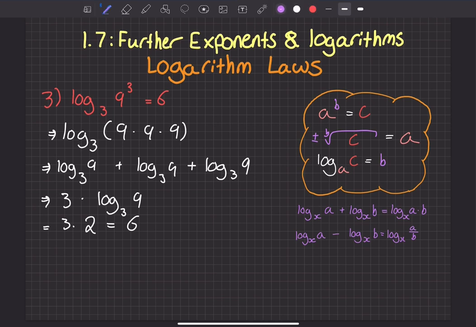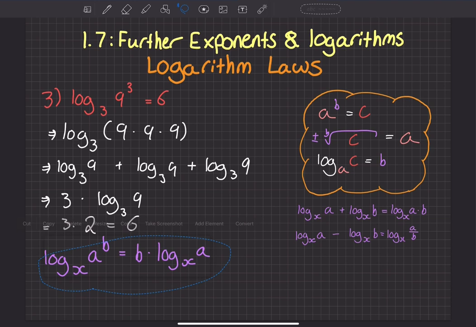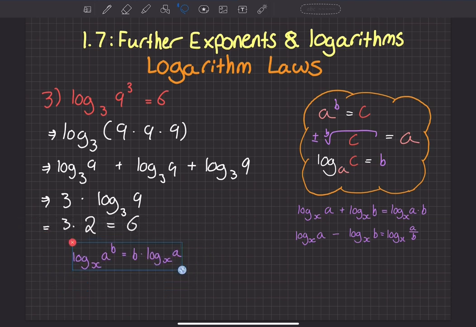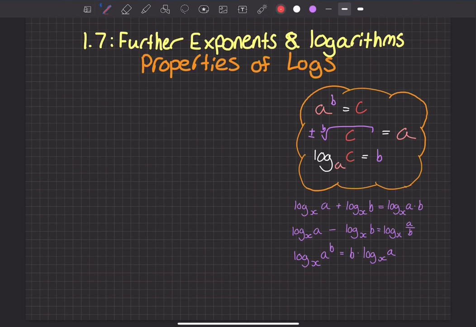And to put our last and final law in words, basically we can say that log base x of a to the power of b is basically b multiplied by log base x of a, right? This is our third and final law. Again, all 3 of these laws are given in the data booklet, so you do not have to memorize them. You just need to know when to apply them, and we'll get to that now. But yeah, these are your 3 basic logarithm laws.